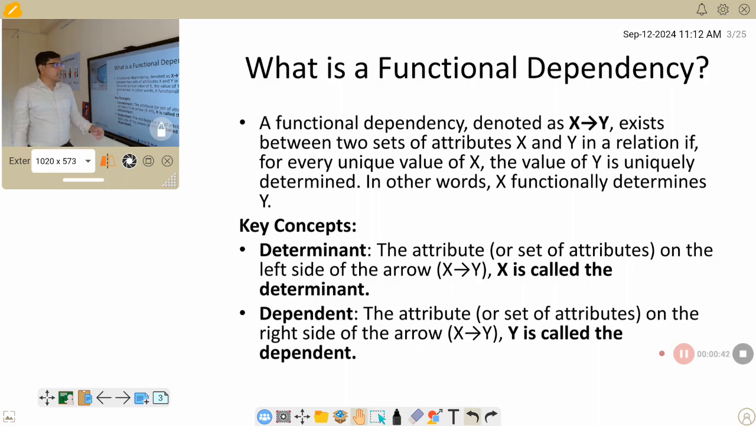Actually, functional dependency means the relationship between two attributes. Suppose X is an attribute and Y is another attribute. So what is the dependency between these two? Actually, X arrow Y means X uniquely determines Y from the table and Y is dependent on X. Okay, so there are two key concepts: one is the determinant and another is the dependent. So X is called the determinant and Y is called the dependent.